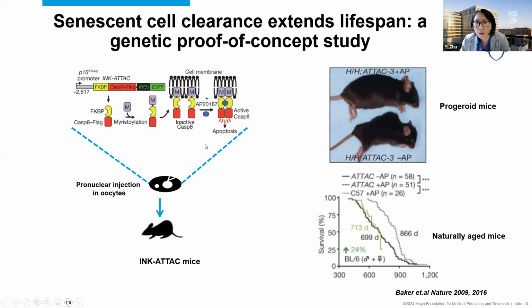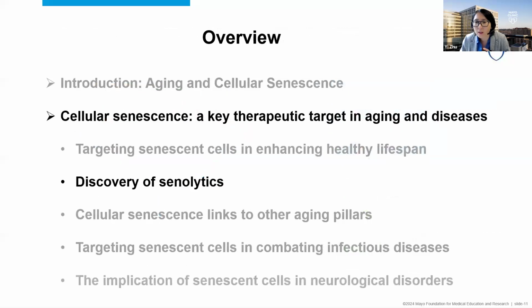By making transgenic mice, they published in 2009 and 2016, in both progeroid mice and naturally aged mice, that by specifically inducing apoptosis in P16-positive cells, they were able to enhance healthy lifespan in mice. However, this strategy is a proof of concept. It is not able to translate to humans. So then we set out to test whether we can find small compounds to target senescent cells.